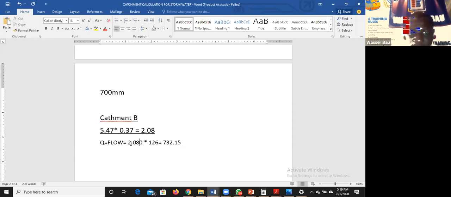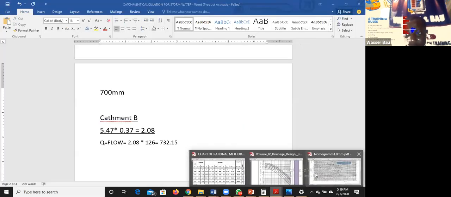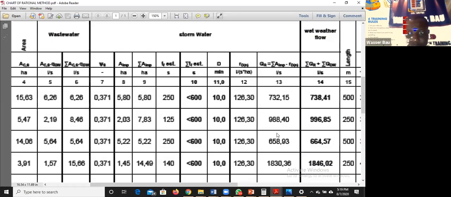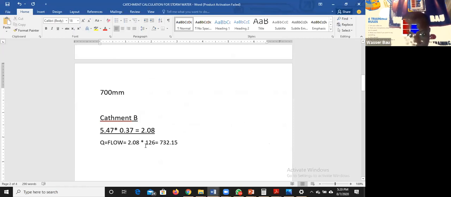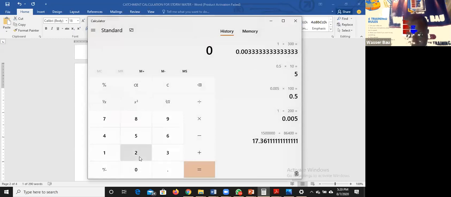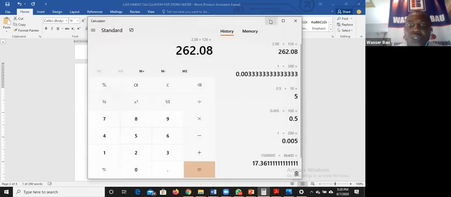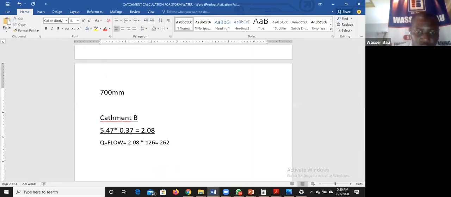So here it becomes 2.08 multiplied by 126. That will give us, what do you have there? 262.08. 262.08 liters per second. That becomes the flow for catchment B.